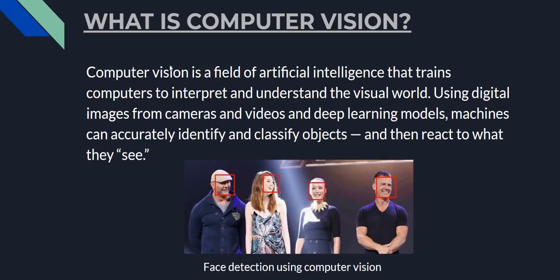First of all, what exactly is computer vision? Computer vision is a field of artificial intelligence that trains computers to interpret and understand the visual world. It enables a computer to see, identify and process images in the same way that human vision does and then provide appropriate output.